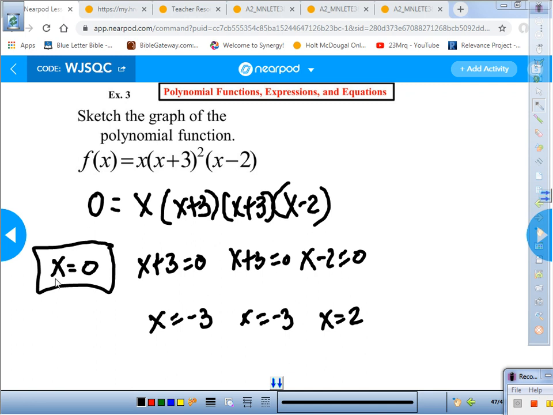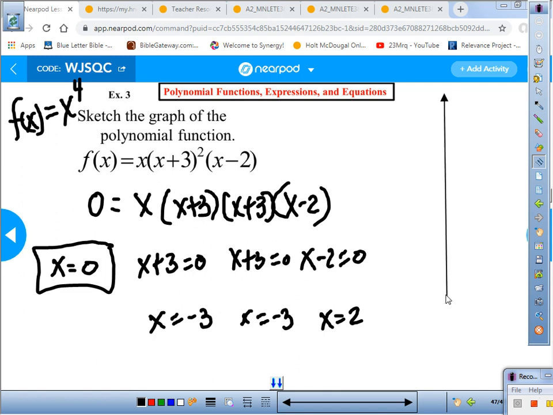Now, what do you guys notice? How many x's do we have now? 4. That means that the original function has something of x to the 4th power, which means it begins where? Quadrant 2, and it ends where? Quadrant 1. It starts over here, and it ends over here.